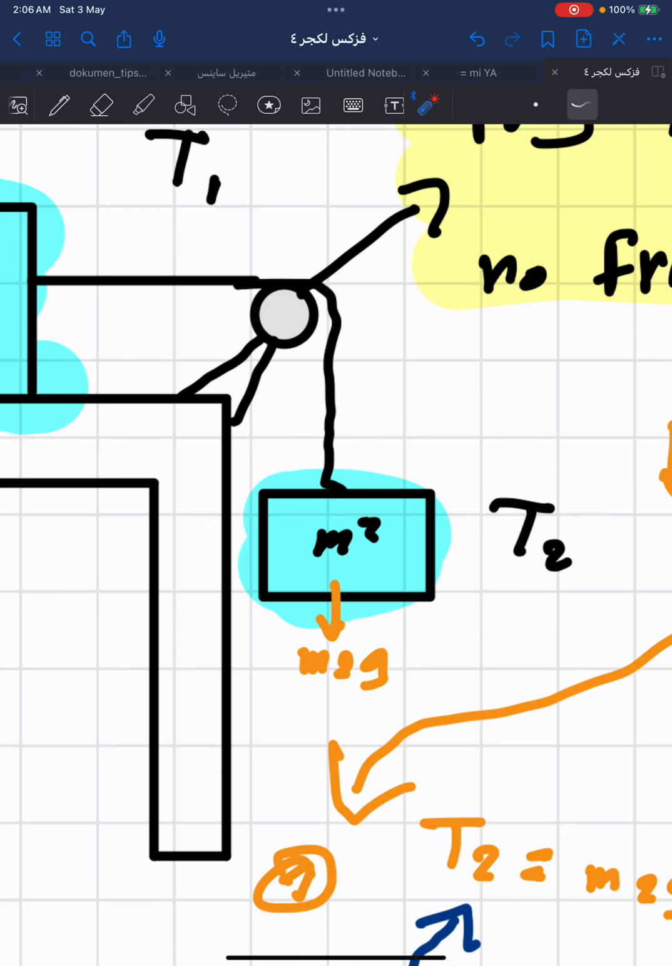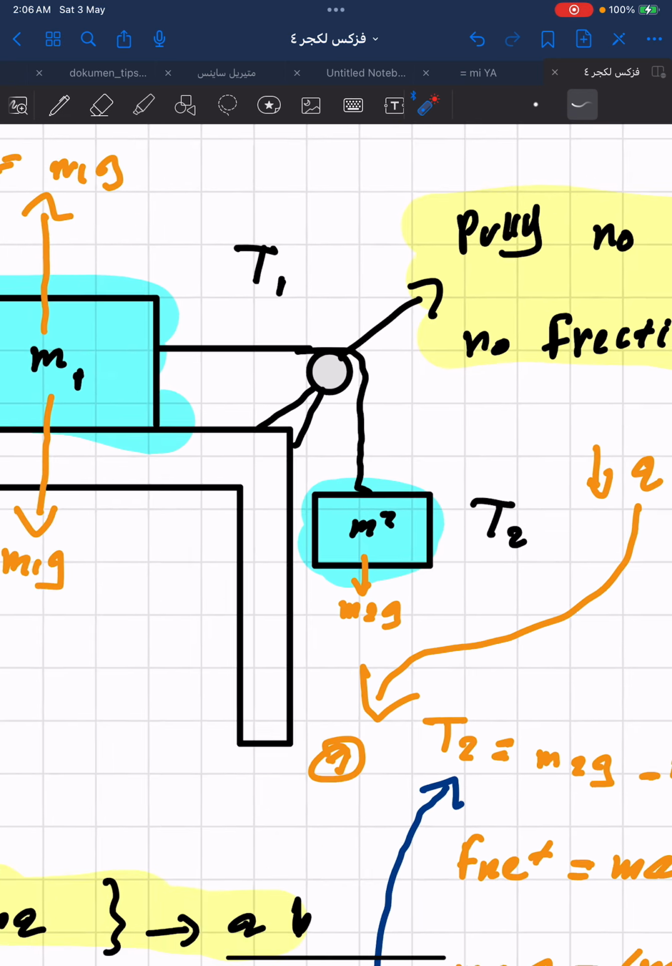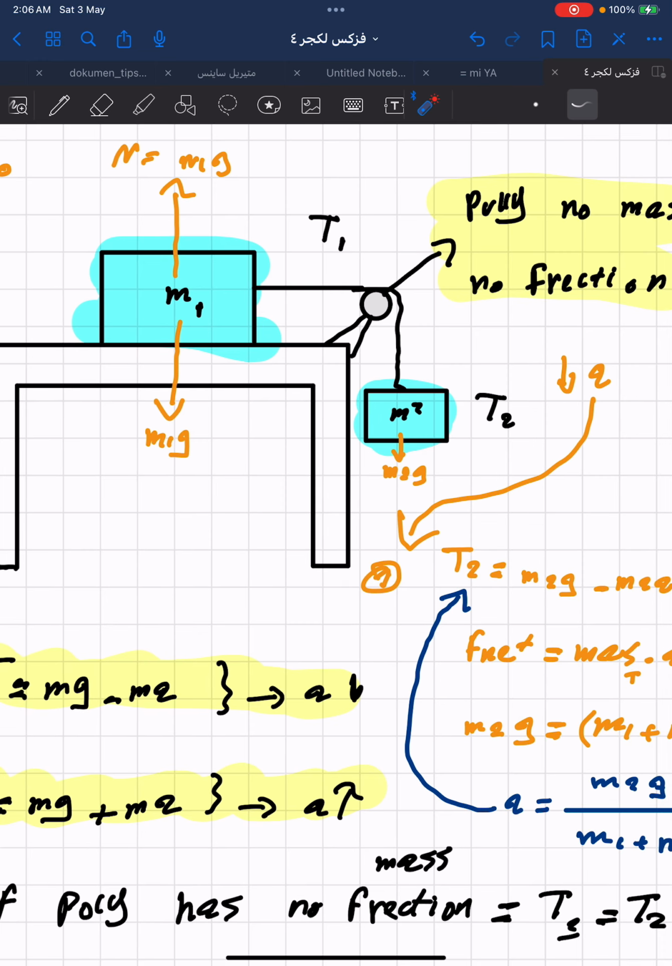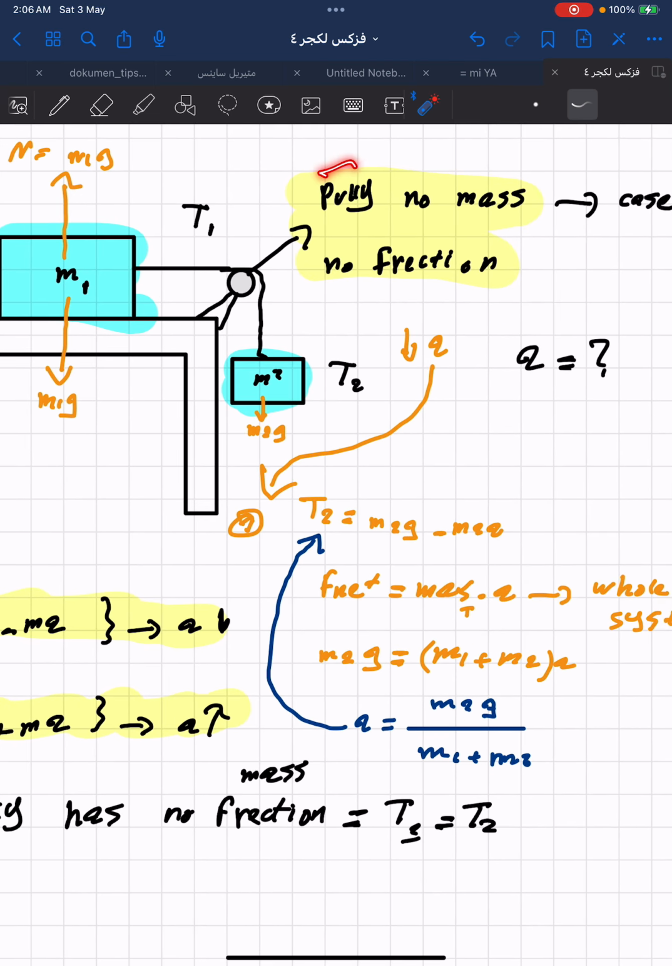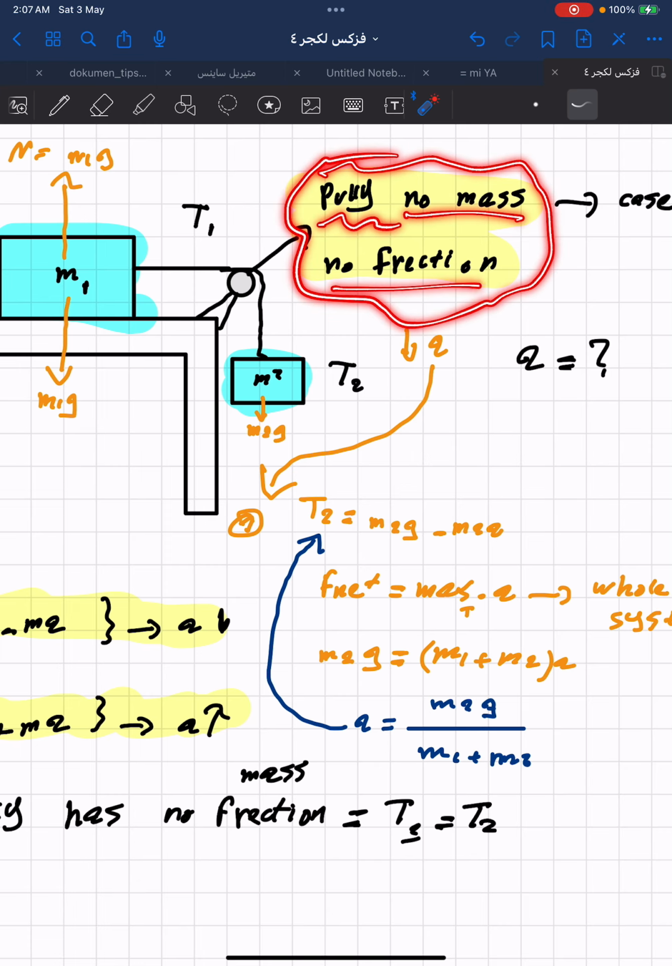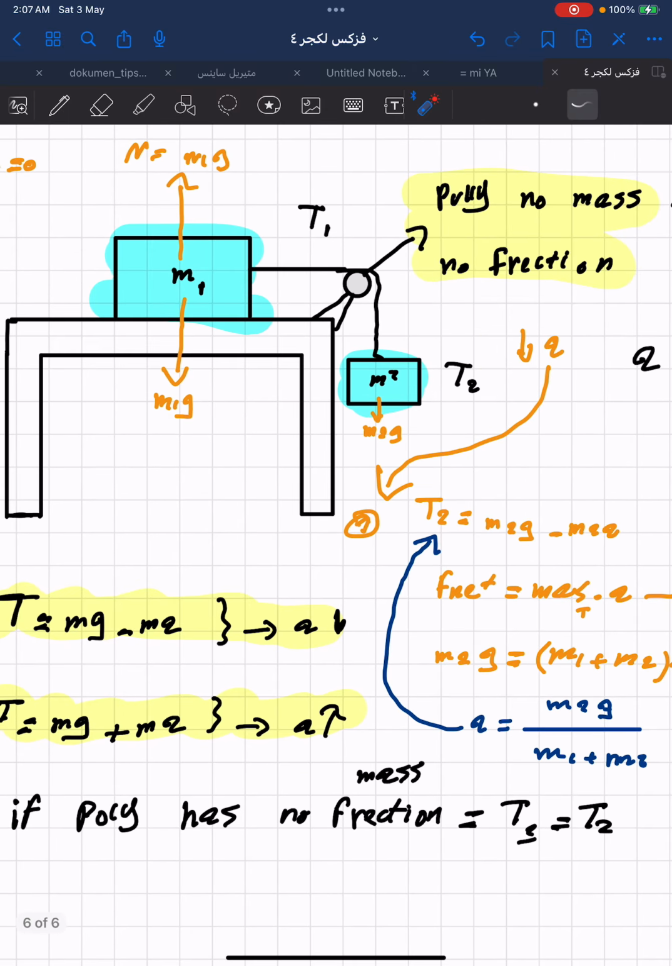If you remember, Dr. Dastan gave us a note that says if we have a pulley right here and it is attached to a second mass, if the second mass is smaller by a certain extent, it will move the bigger mass. And this is really important: if the pulley has no mass and no friction, this case will be correct.